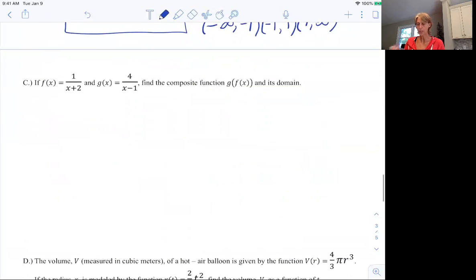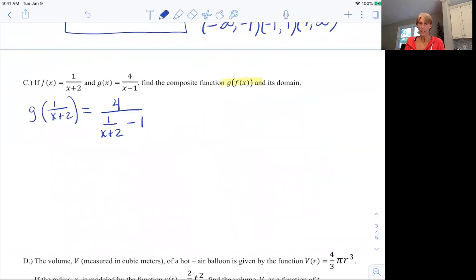Let's look at part C. Part C, if f of x equals 1 over x plus 2 and g of x equals 4 over x minus 1, giving you the same functions, but this time we want to find g of f of x and state its domain. So I'm plugging f of x into g. So every place I see an x in g, I'm going to be replacing it with 1 over x plus 2.